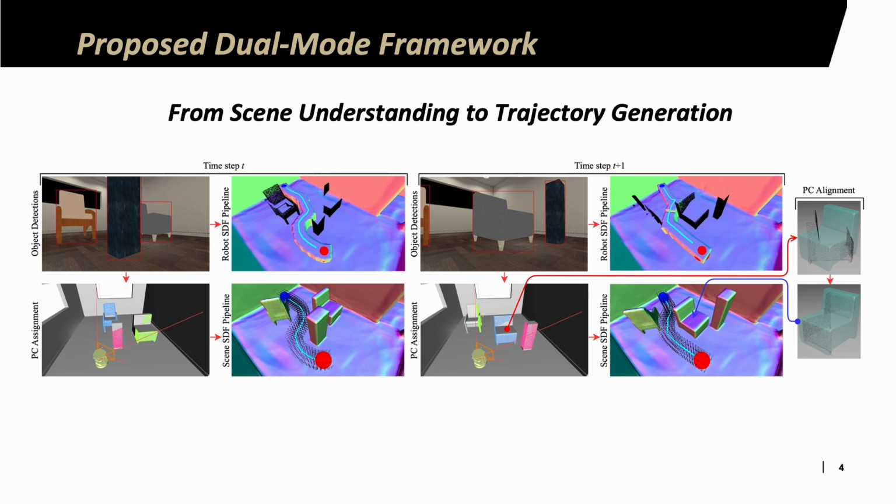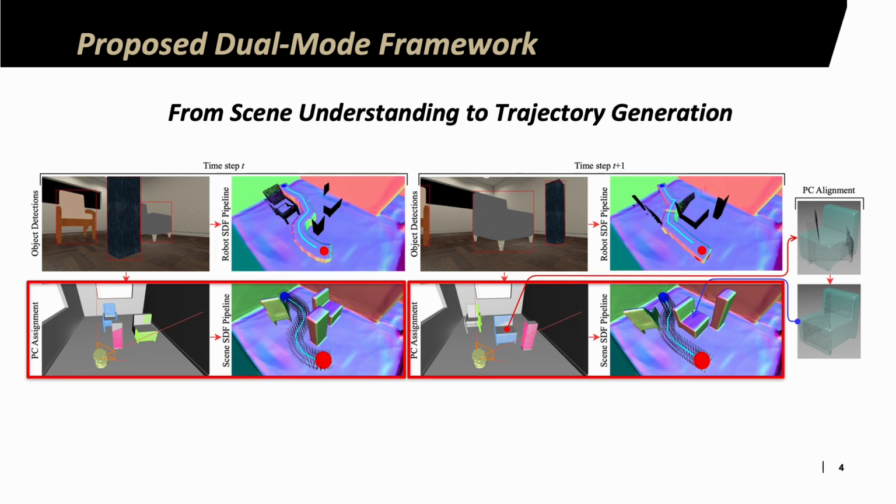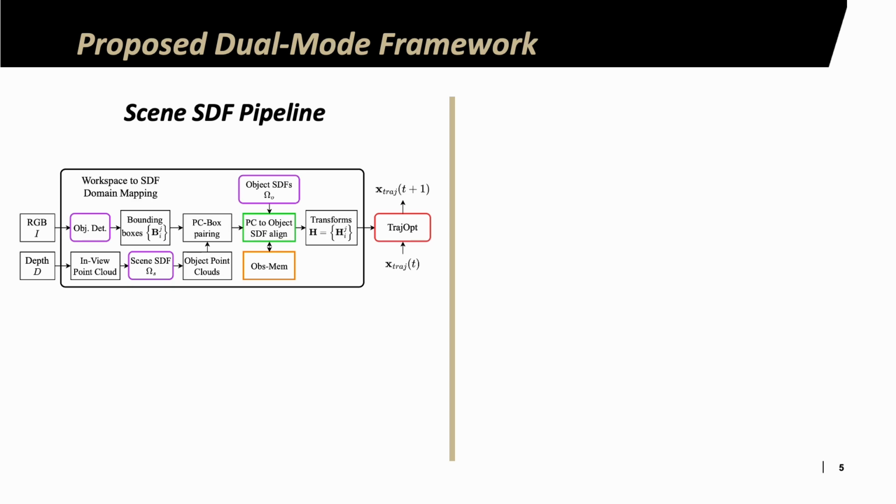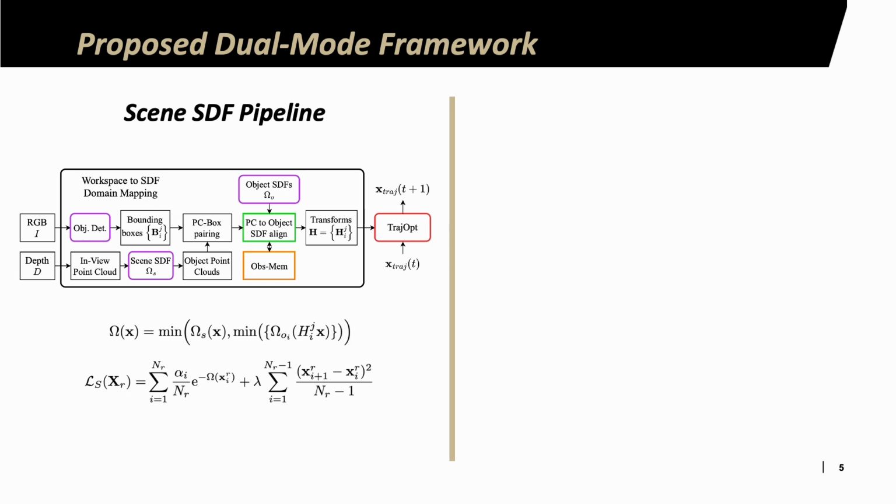Here we show these two pipelines in action across time steps where the object position changes. From an observation of the scene, we can either proceed with the robot SDF pipeline or with the scene SDF pipeline. The scene SDF pipeline infers the visible scene's SDF using prior information. The pipeline segments object point clouds from background and infers their workspace to SDF domain mappings. The information is combined via a simple min operation and used in trajectory optimization. Note that our composition preserves differentiability.